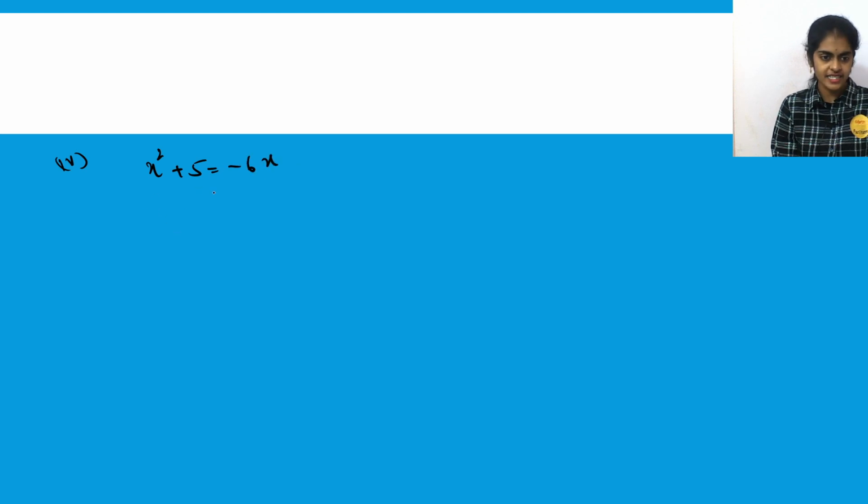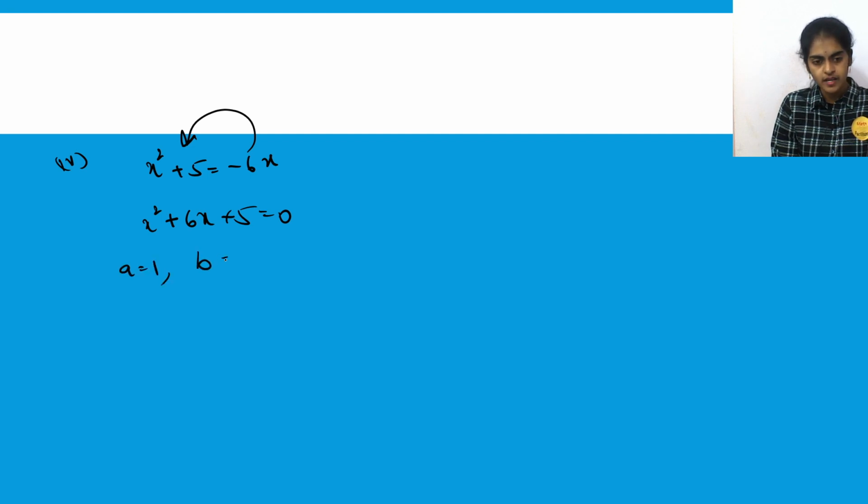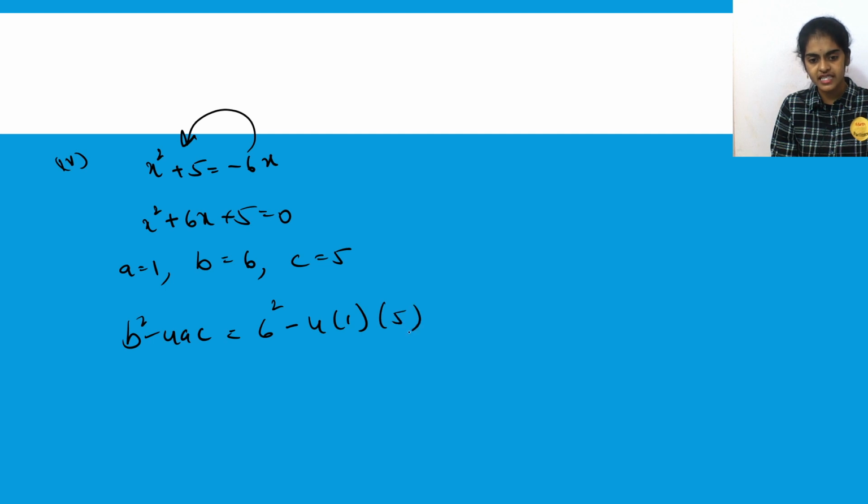Now the next question is x square plus 5x equal to minus 6. So let me take minus 6 to this side. So x square plus 6x plus 5 equal to 0. Now comparing it with the general form, a is 1, b is 6 and c is 5. So what is b square minus 4ac value? 6 square minus 4 into a is 1, c is 5. So 36 minus 20. So you will get it as 16, greater than 0. So therefore the roots are real and equal.